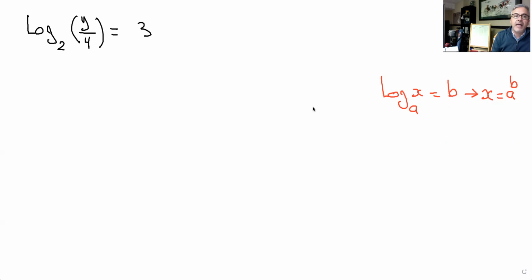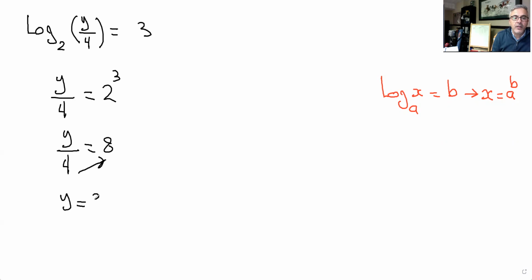So therefore, x, which is the y over 4 here, would equal the base, which is 2, that's the a, to the power of b, which is the 3 here. And therefore, y over 4 equals 2 cubed, which is 8, and then just cross multiply the 4 into the 8, y equals 32.